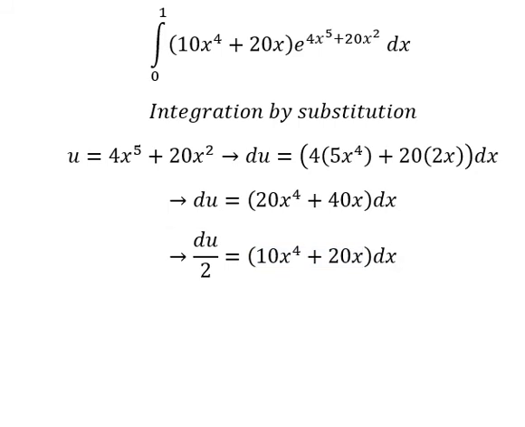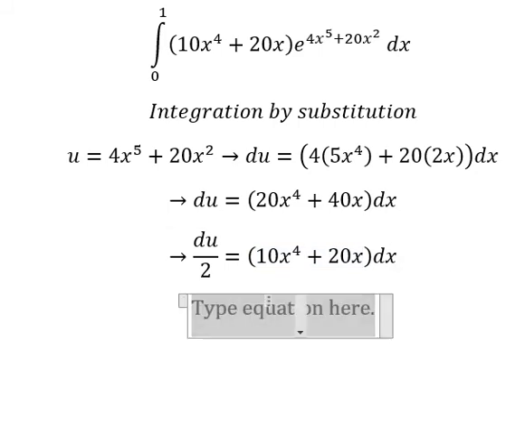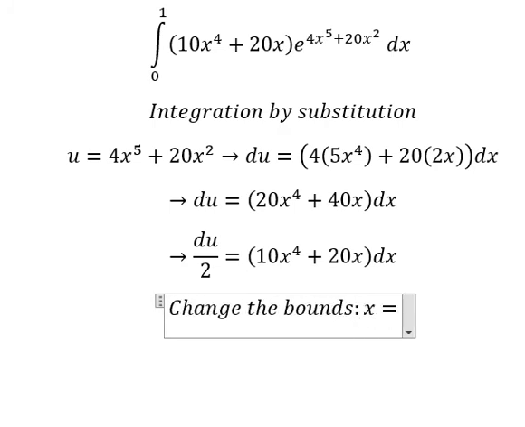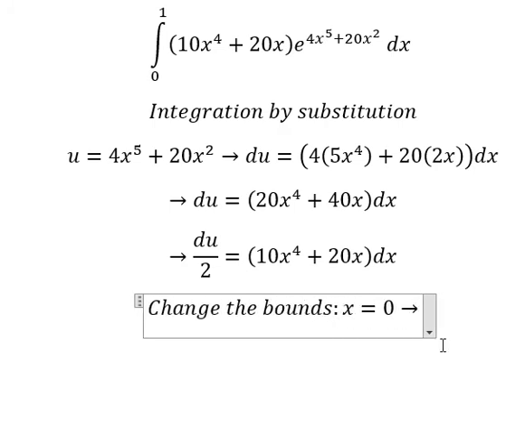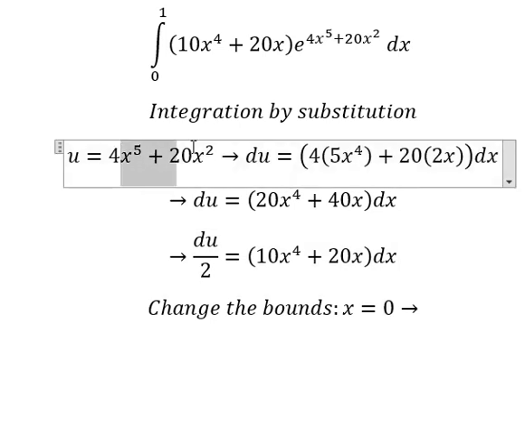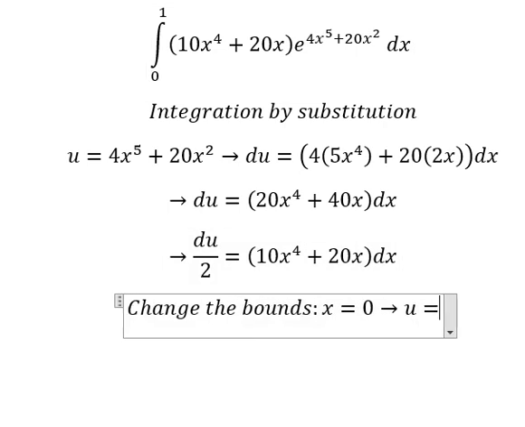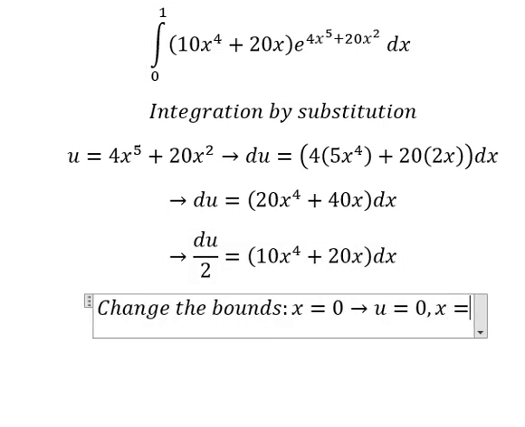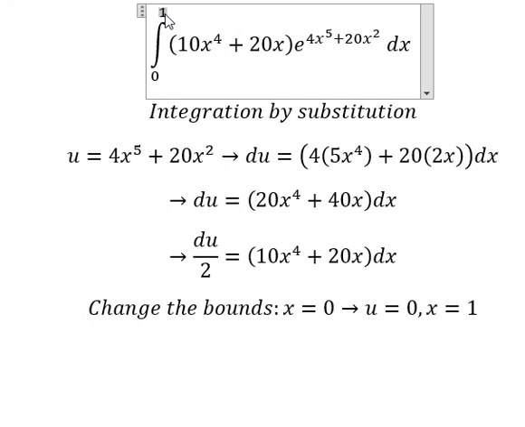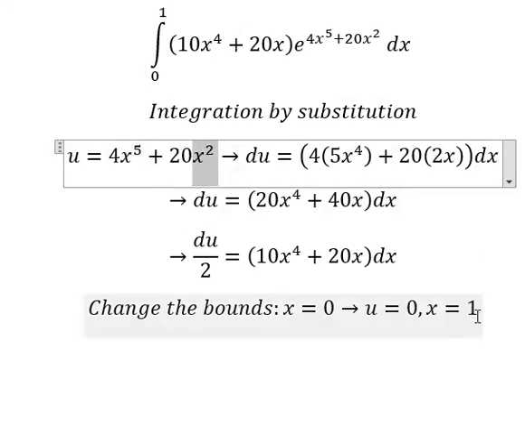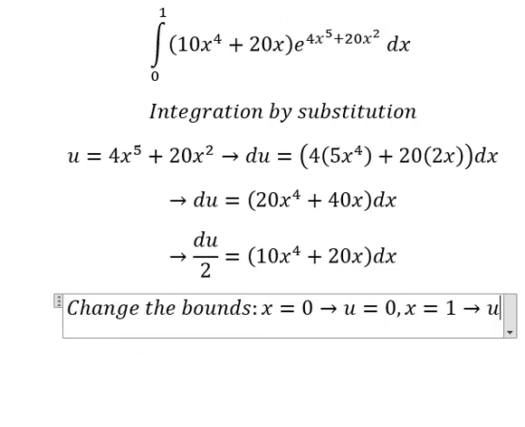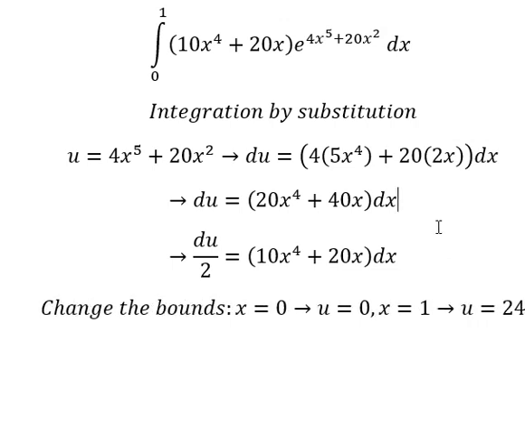Next, we need to change the bounds. When x equals number 0, I will put number 0 in here, from here. So this one we have u equals to number 0. When x equals number 1, that is from here. So I will put number 1 in here and here. So we have u equals to number 24.